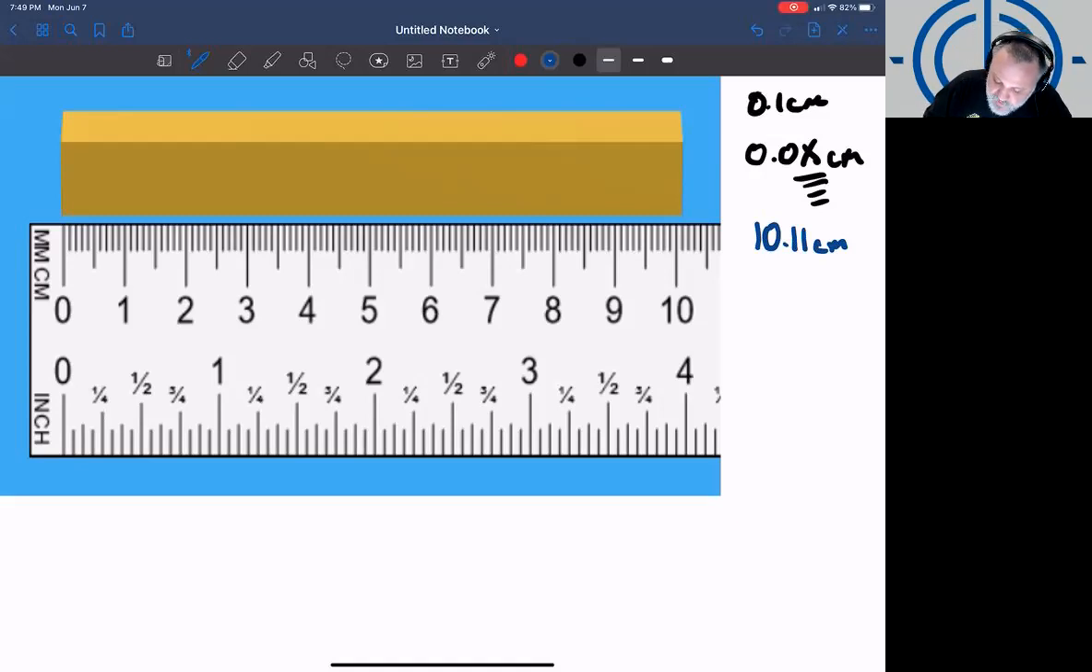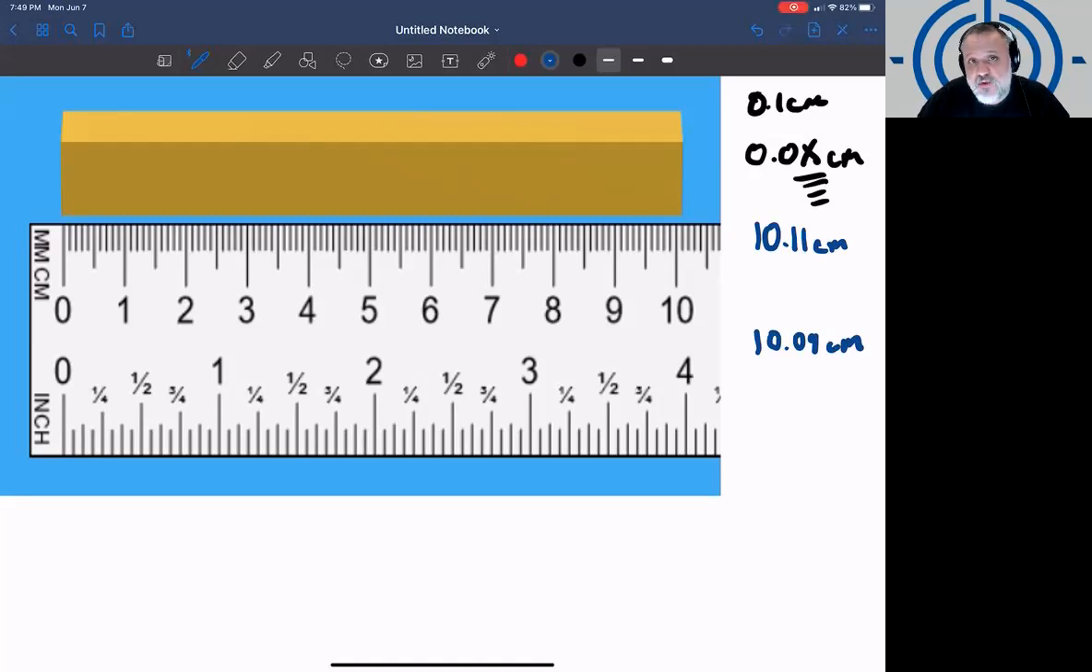Now, if you're another reader and you came to the conclusion that the wood block was actually right before that small graduation after the 10, the 0.1 centimeter place, then you might say it's actually 10.09 centimeters. That reading is just fine as well.